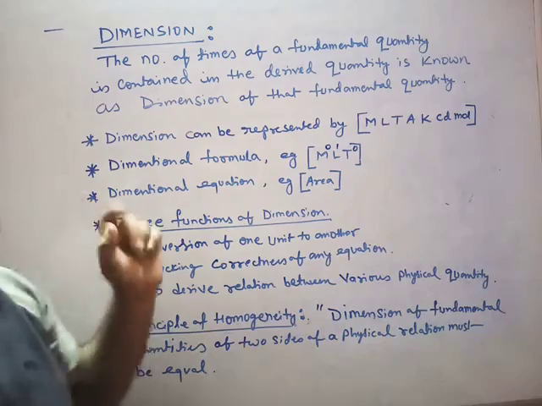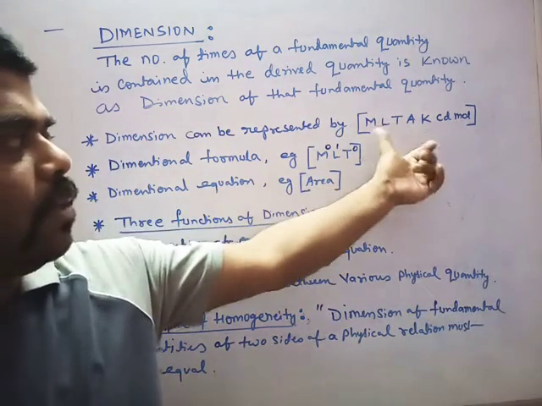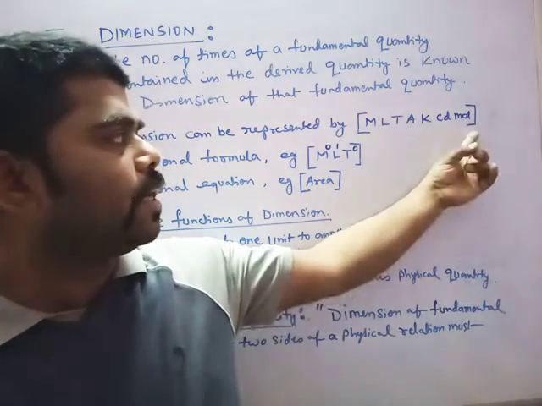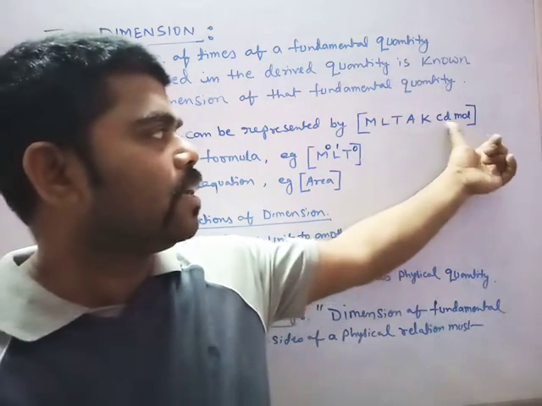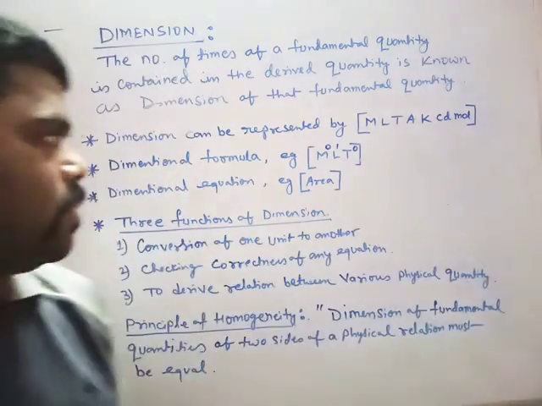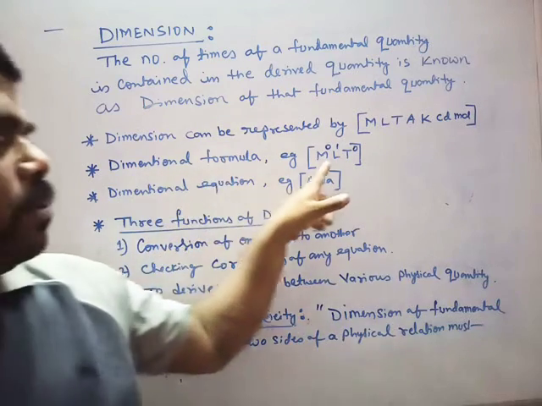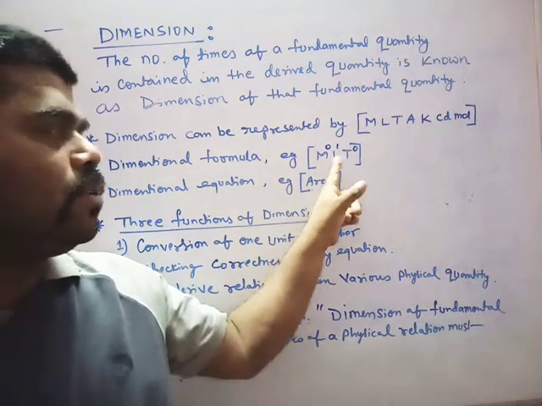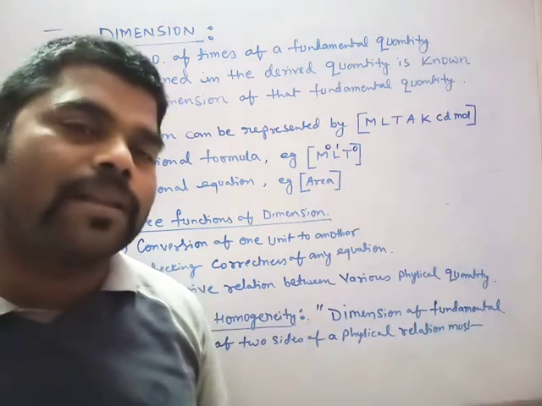Is it right? Okay. Next, see, the dimension is represented with a third bracket. We put the third bracket like this, and like this, either M L T A K, I have written all seven. It may be any 2, 3, 4 or whatever it is. Clear? This way we represent the dimensional formula, right? A formula in which all or some of the fundamental quantities are there.